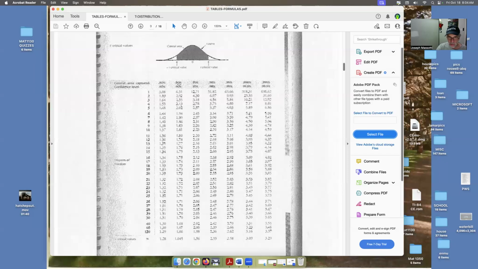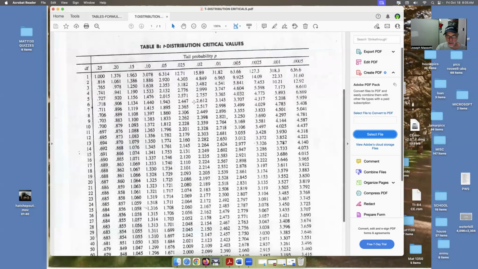You can see as the degrees of freedom increase, this last row here are the z critical values for the appropriate confidence intervals. Remember we said 90% confidence, 1.645, 95%, and 99%. We also have other ones here, 98%, 99.8%, and 99.9%. But this table gives you the same information as this one.